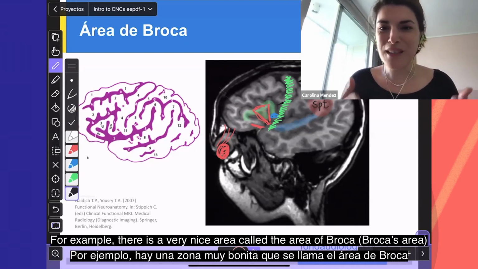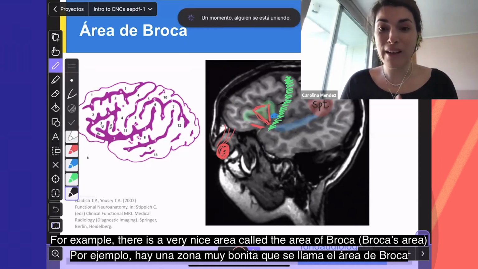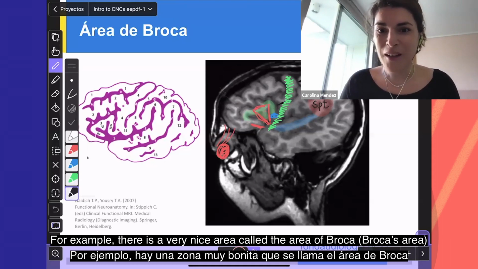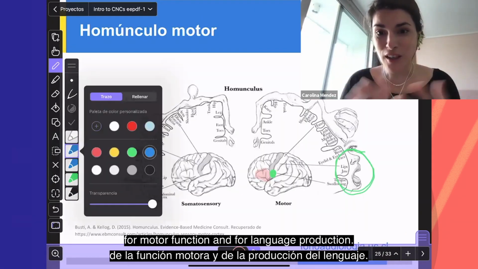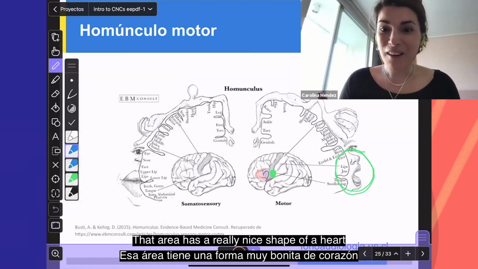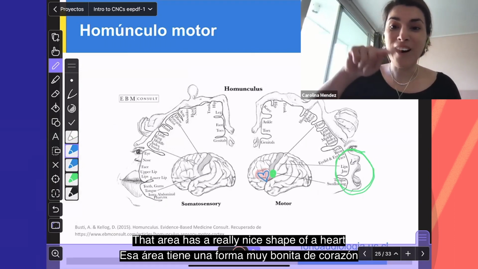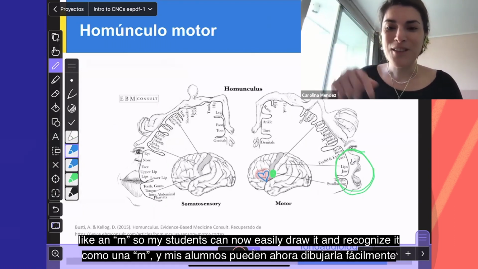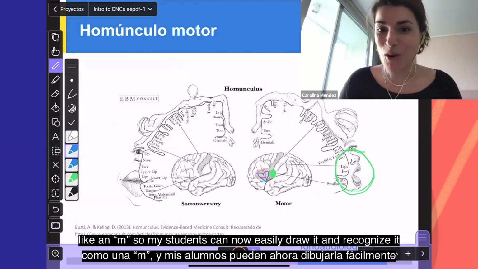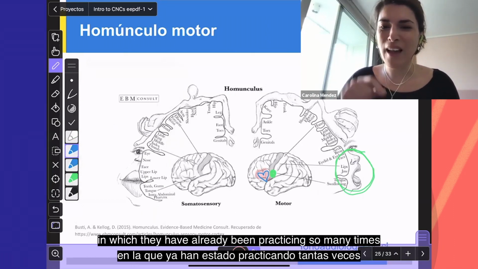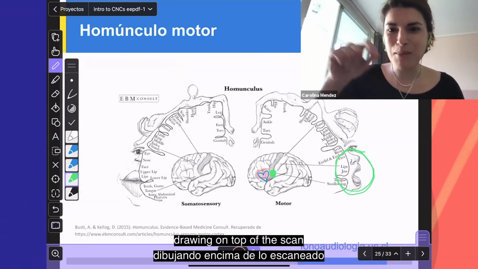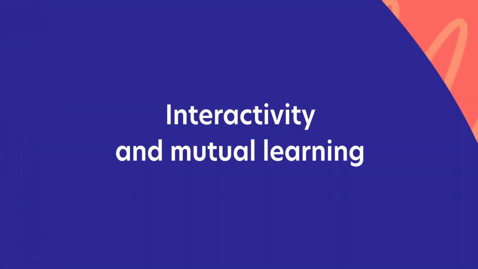For example, there is a very nice area called Broca's area, which is very important for us because it's the center for motor function and for language production. That area has a really nice shape of a heart, like an M. So my students can now easily draw it and recognize it thanks to this tool of Explain Everything, in which they have already practiced so many times drawing on top of the scan.